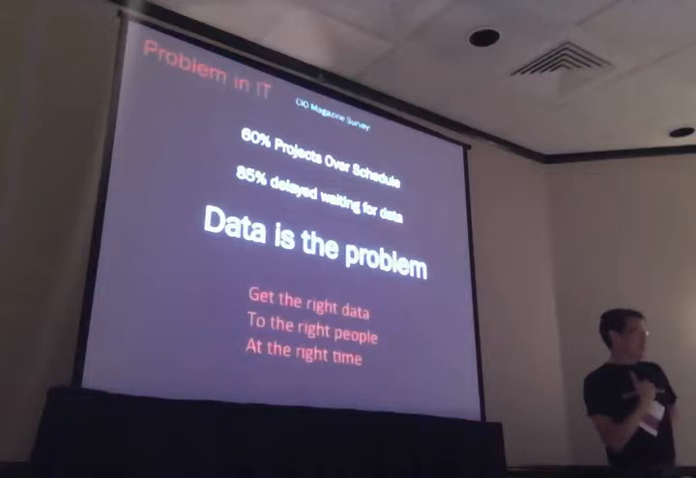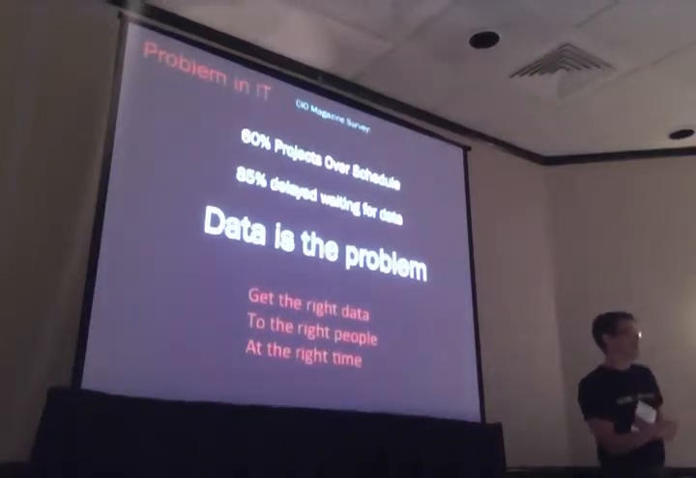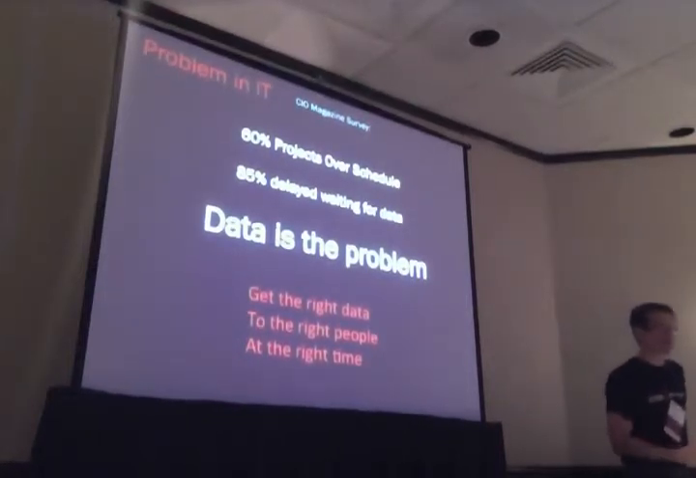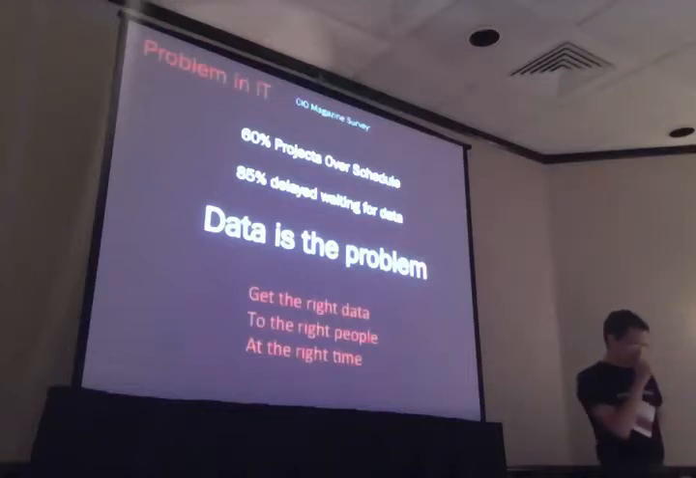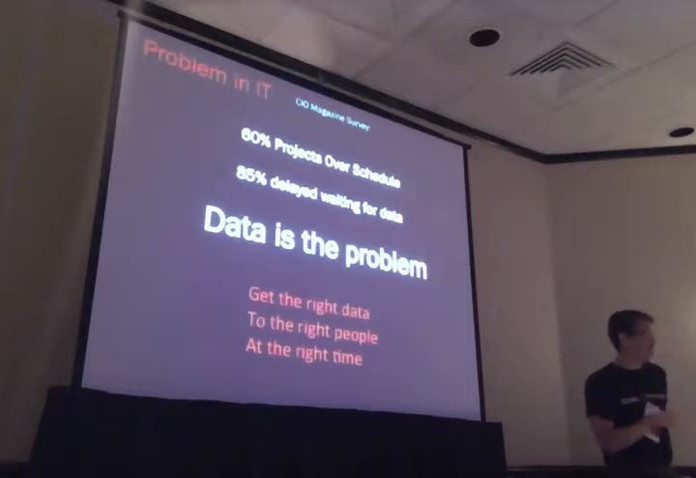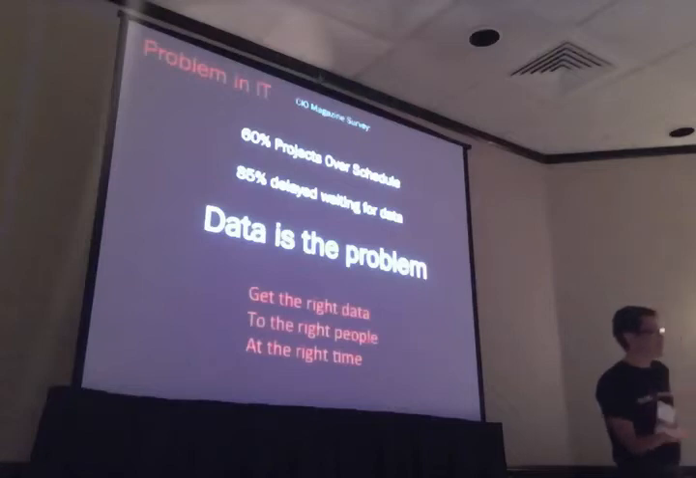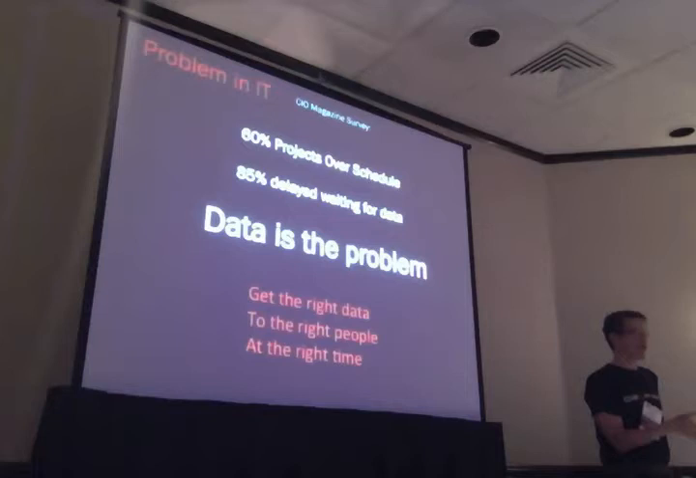So from what I see talking to companies in the industry, there's a problem in the IT industry, and that problem is data. There's a recent CIO survey that asked CIOs about their projects, and they found that over 60% of the projects are delayed and over budget. And of those 60%, 85% have delays because of getting data to the right people. So the problem we have is getting the right data to the right people at the right time.